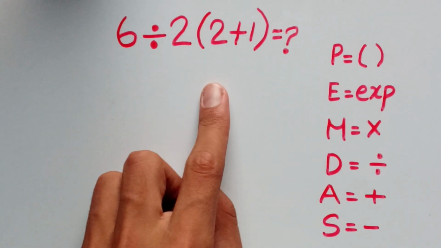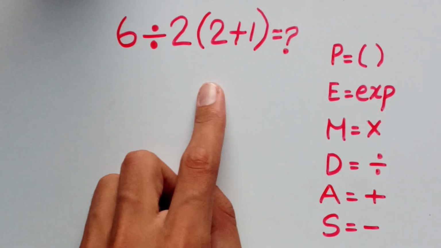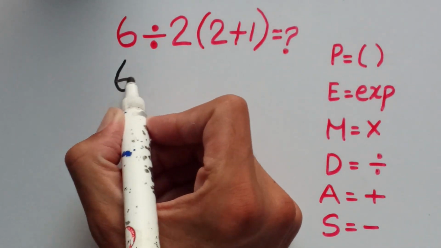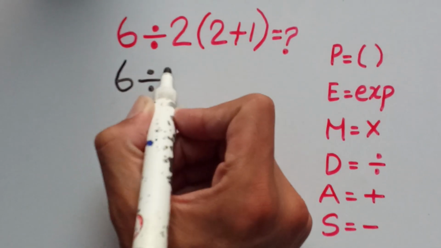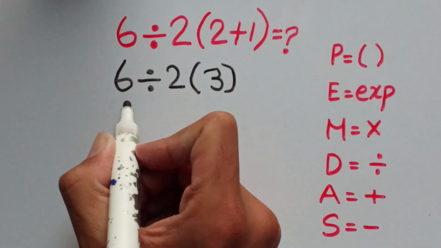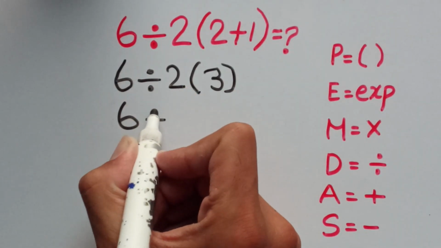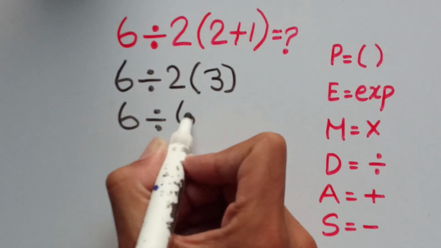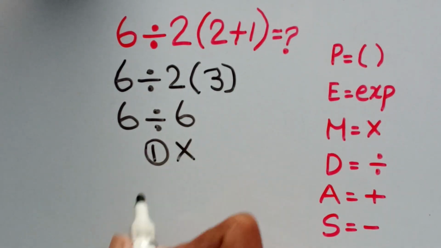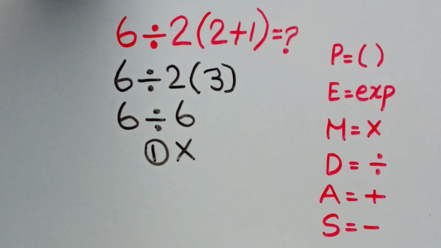Mostly people solve this question by the wrong method. They solve it as 6 divided by 2 times 3, and then they solve it as 6 divided by 6, which finally equals 1. But guys, trust me, this answer is absolutely wrong.